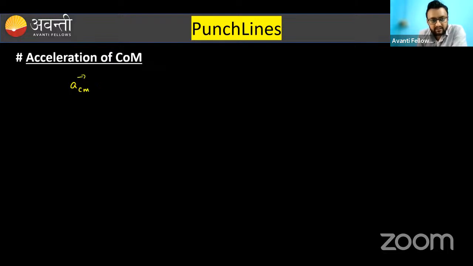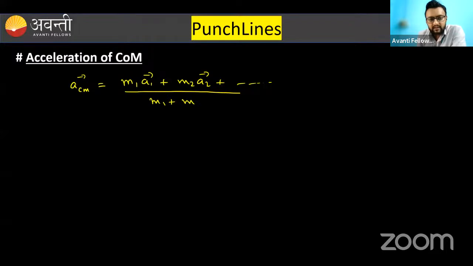Acceleration of center of mass is equal to m1 a1 plus m2 a2 plus so on, divided by m1 plus m2 plus so on. Now, what if I ask, what is this a1? You need to answer that a1 is the acceleration of particle m1, a2 is the acceleration of particle m2. But what is ACM? ACM is the acceleration of center of mass of these particles.